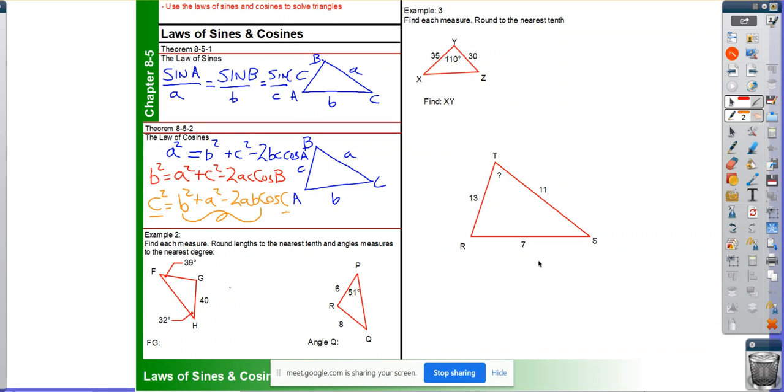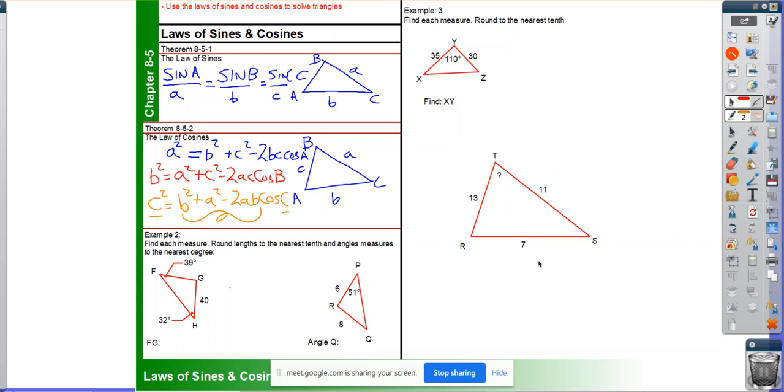All right, so looking at example 2, we have triangle FGH. Angle F has a measurement of 39 degrees. Angle H has a measurement of 32 degrees. And GH is 40. We want to find the length of FG.